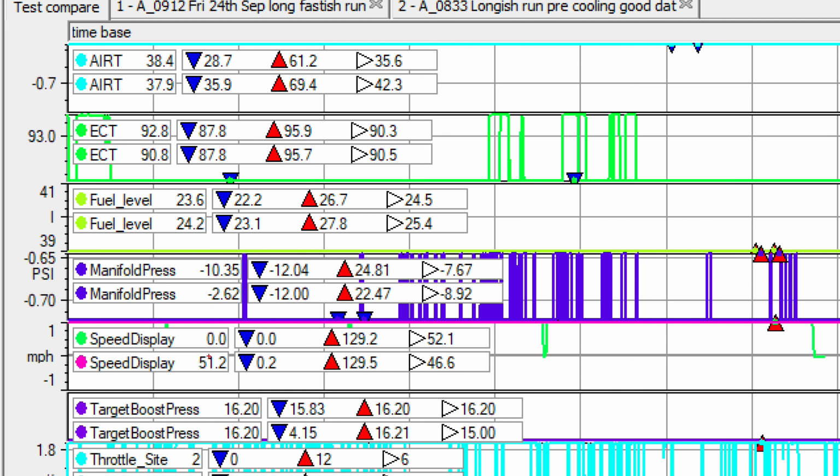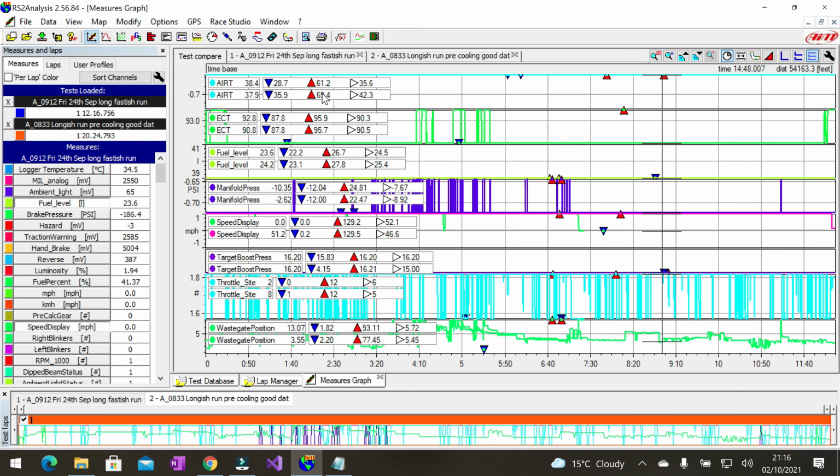So you can see there it's 0 miles per hour, which is why it went up to 61. If I click there, 69, what is that speed? Okay, 37.9, that's interesting. So the car was moving. So when the car's moving, the intake temperature should drop, right, naturally, because you've got airflow.